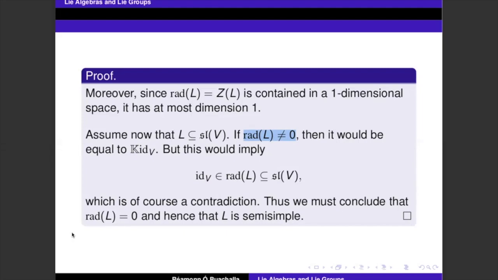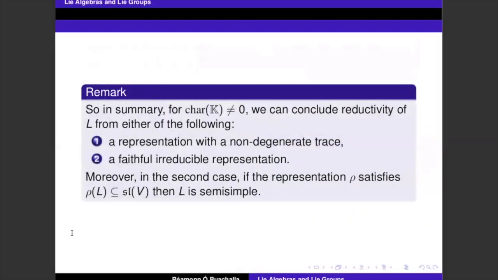Okay. So that's basically where we leave it. No, not quite yet. Sorry, I've forgotten about this slide. So in summary, just to recall what we had before, excuse me, this is a typo. That should of course be zero. So for characteristic zero, we can conclude that our Lie algebra is reductive from either of the following: if we have a representation together with a non-degenerate trace, a non-degenerate bilinear form, I should really say. Or alternatively, we have a faithful irreducible representation. Showing either of these two things is enough to conclude that it's reductive. And moreover, in the second case, if the representation rho satisfies this inclusion here, then we conclude that L is semi-simple.